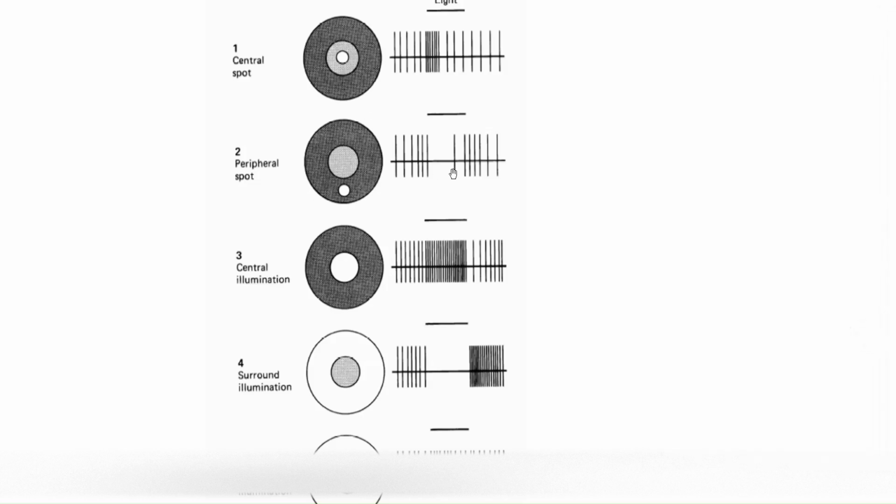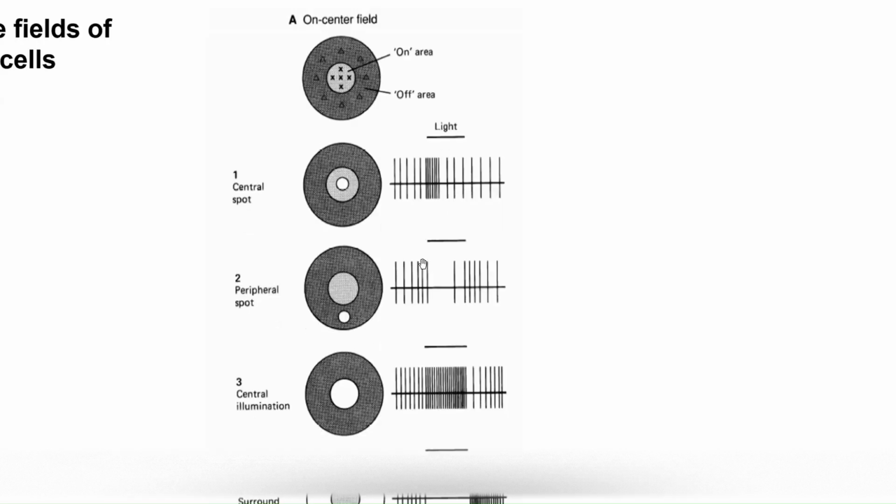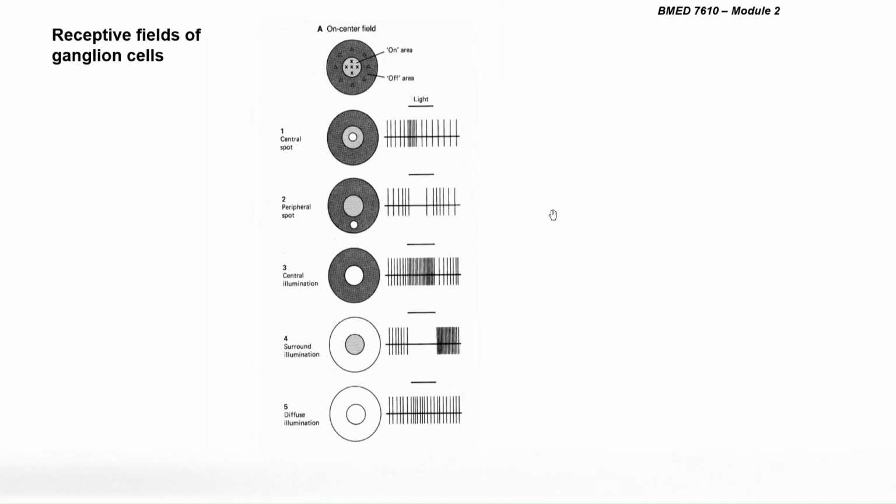And for the peripheral spot, it doesn't show here. The central spot is a little bit on, but not all of them. So there's a little bit of activity going on, but not as intense as the other one, like this one.